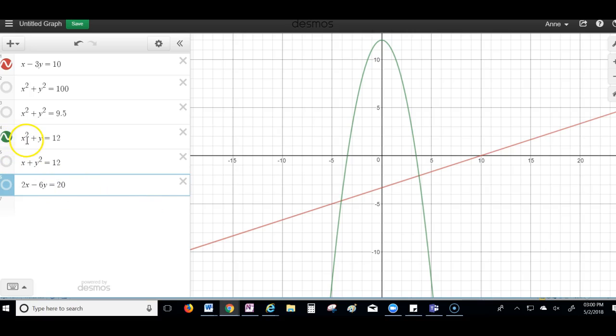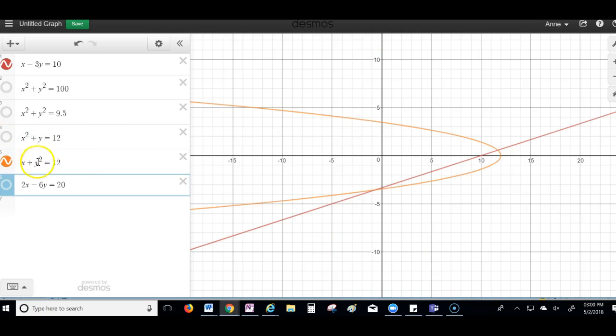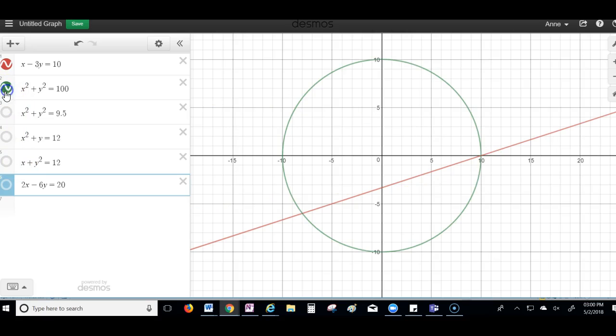So I could tell this is a parabola because I have an x squared, but y is to the first power. This is also a parabola, but it's on its side. Notice that y is squared. And this can intersect again in 2 points, or 1 point, or 0. So you have to be able to recognize the type of equation you're working with when you're solving a nonlinear system. So now let's look at this algebraically.